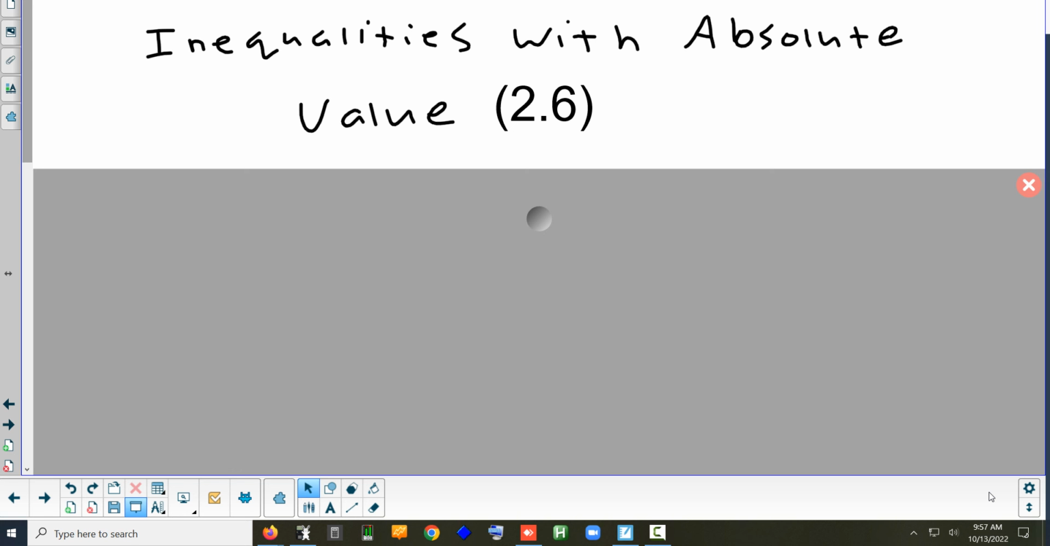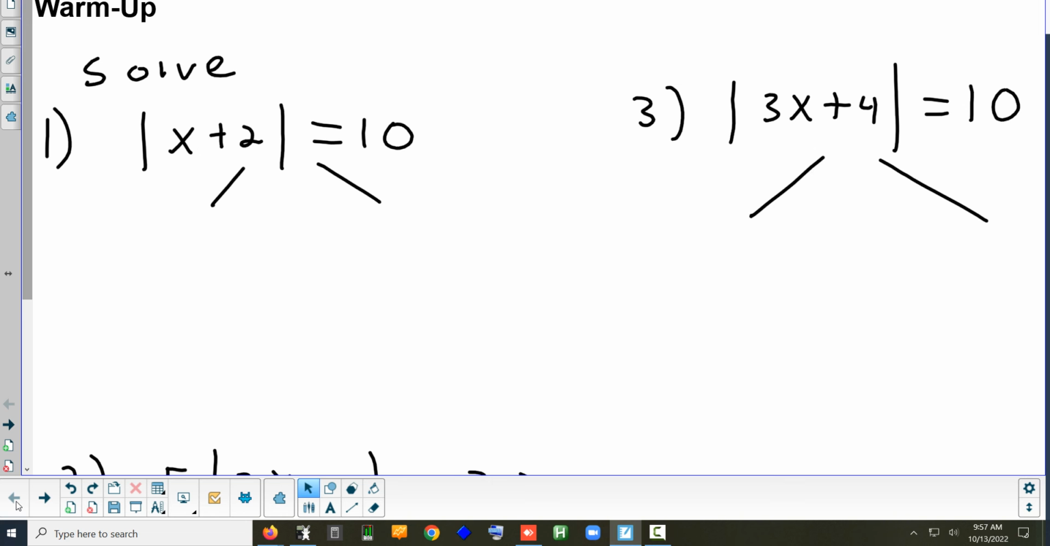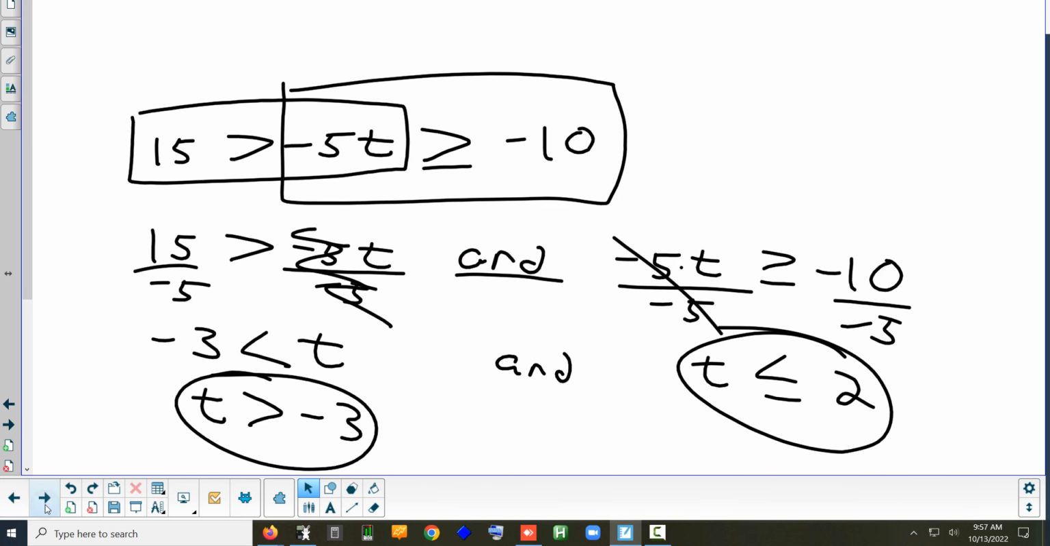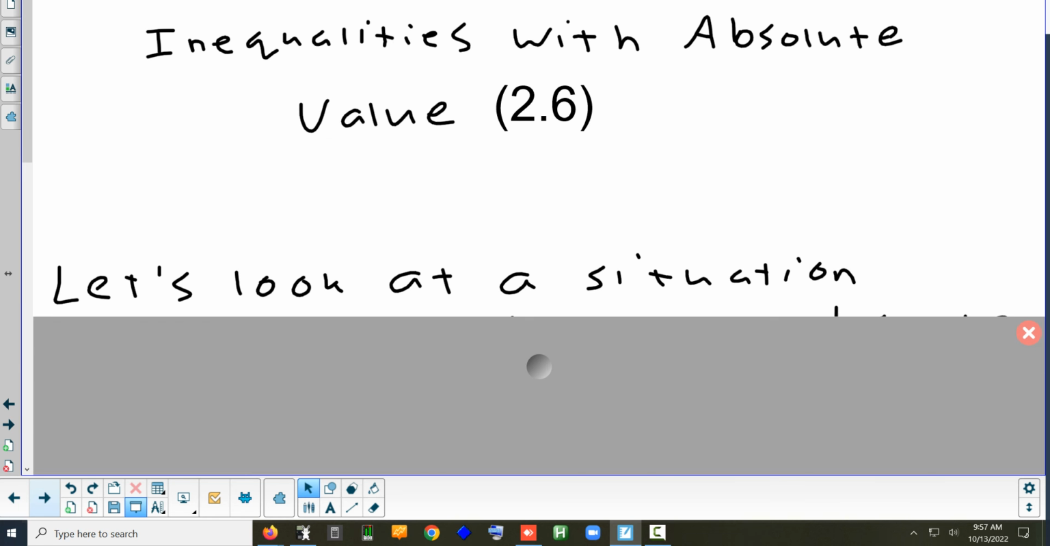So the last section we're going to look at this week is 2.6, and it kind of goes back to something we did before. In the warm-up, we talked about solving equations with absolute value. Okay, and we went through it and saw that you had to split it into two problems after the absolute value was by itself. Well, this is going to be almost the exact same thing.